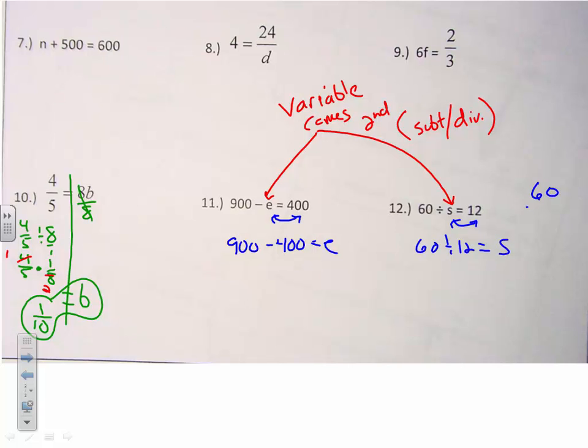Remember, you can say not 600, 6. You can also say it that way. So 900 minus 400, super easy. 500 equals E. And 60 divided by 12, 5 equals S.